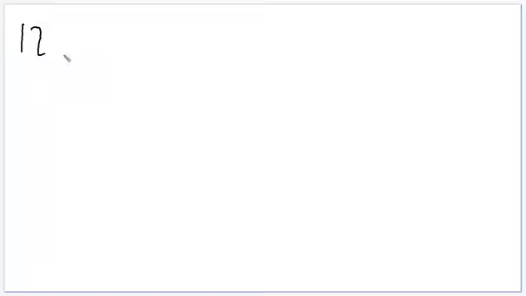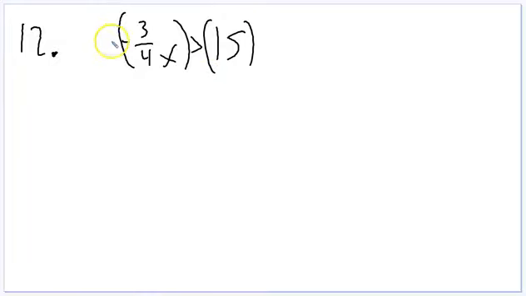Moving on. Number 12. Which inequality does not have the same solution as negative 3/4 x is greater than 15? So, class, I've got negative 3/4 x greater than 15. So I would have to divide, but how do we divide fractions? We keep, change, flip, okay? We multiply by the reciprocal. So, both sides multiplied by negative 4/3.